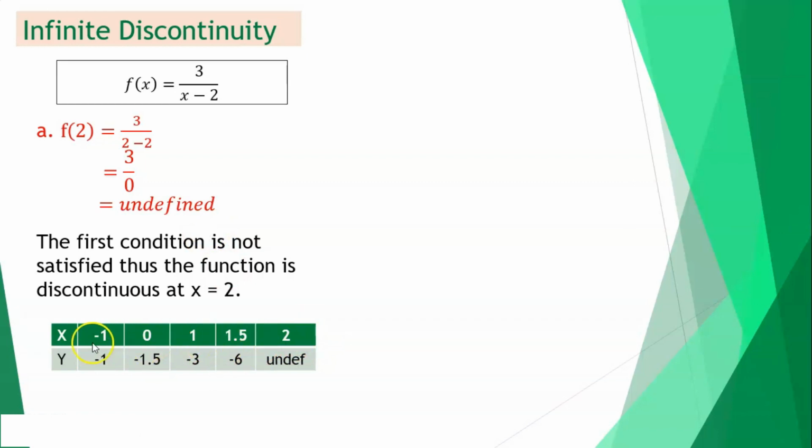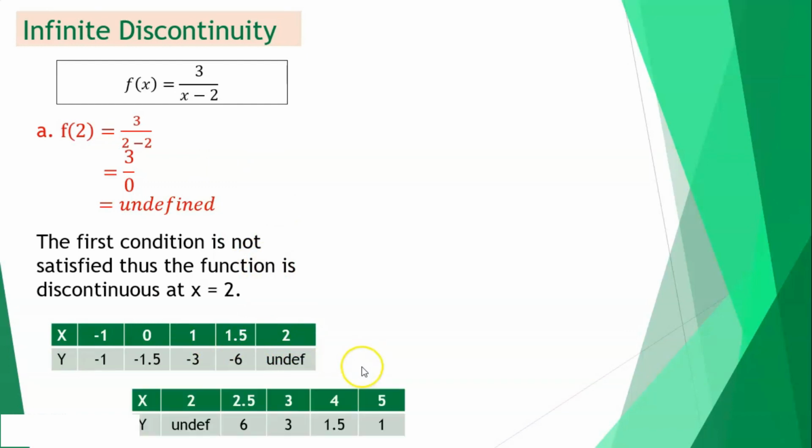So to the left of 2, so -1. So if we'll substitute -1 here, we'll have -1. If we will substitute with 0, that would be -1.5. If we'll substitute with 1, that would be -3. 1.5, so that's between 1 and 2, we'll get -6. If it's 2, that will be undefined.